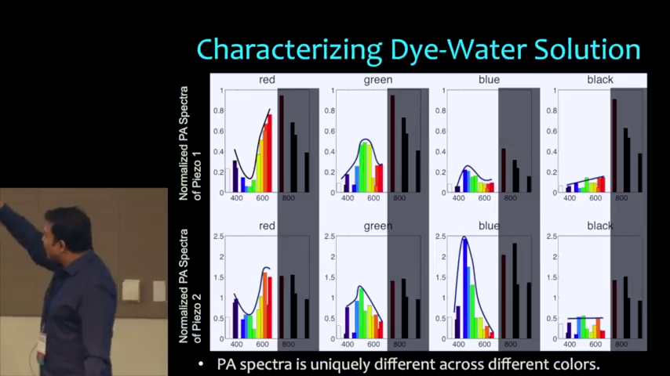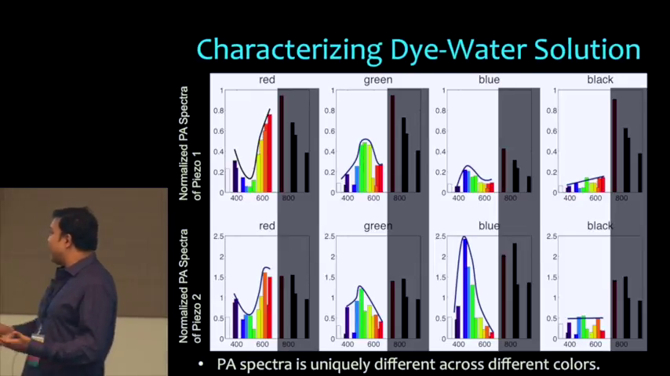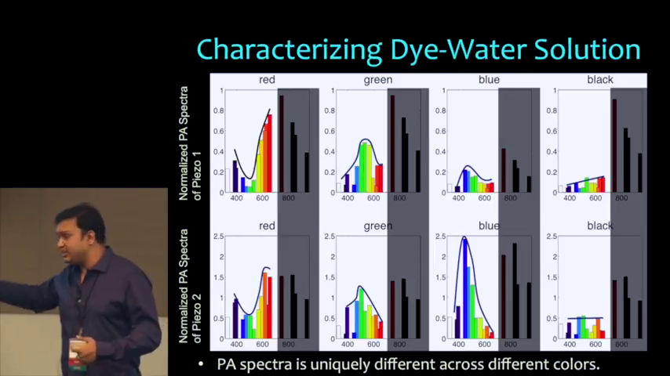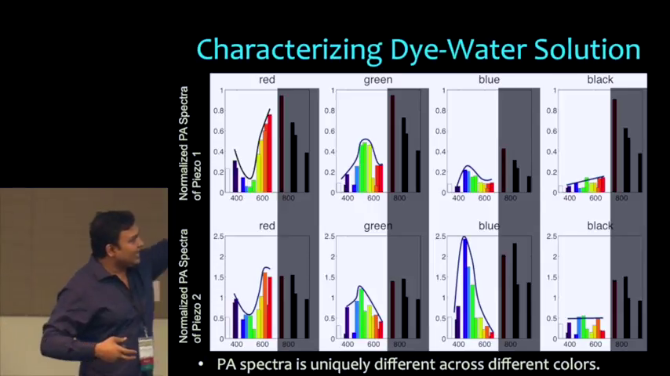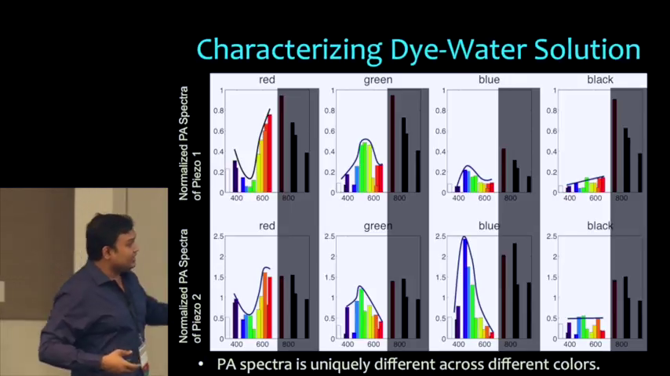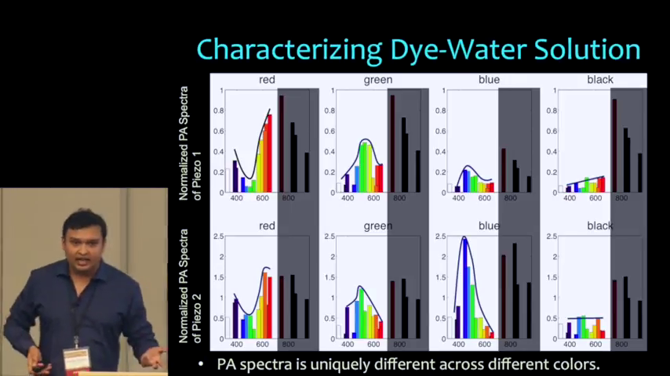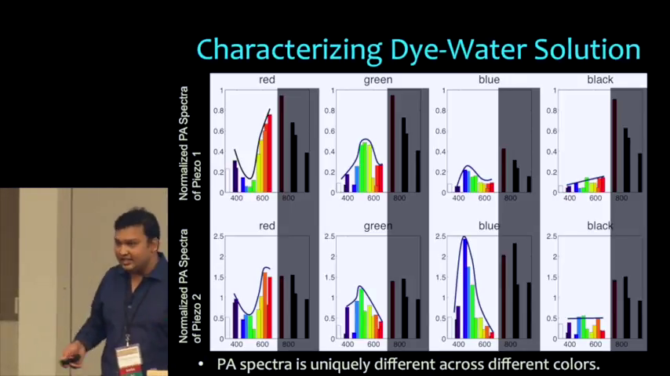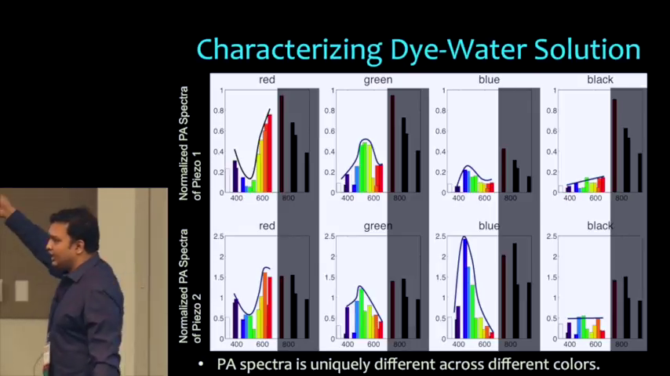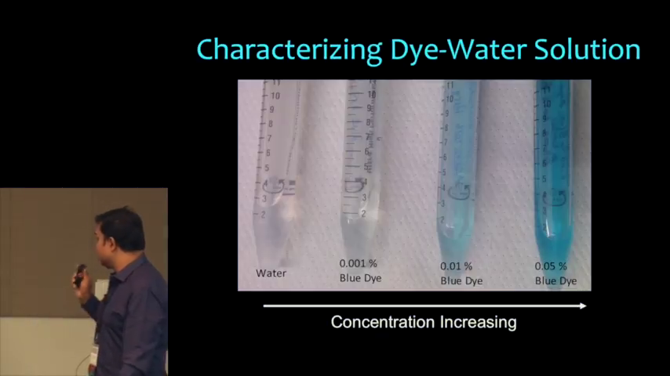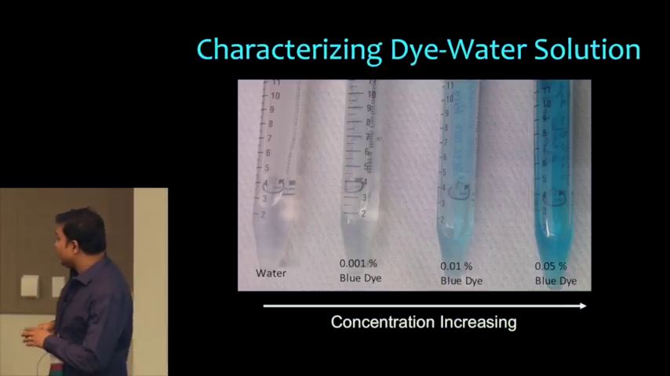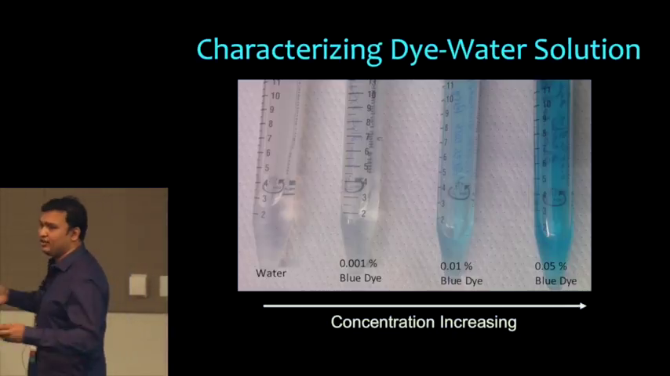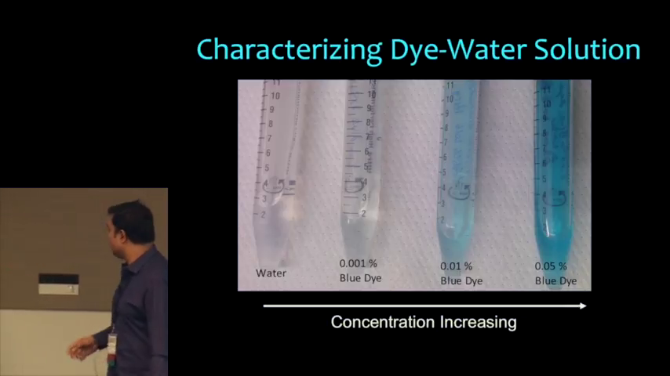So now if we look at the normalized photoacoustic spectra at piezo1, capturing transmission, and at piezo2, capturing scattering, we can see that the photoacoustic spectra are uniquely different across different colors, and we can easily map it to classify different colors, right? So this is good. Now it's time to see if we can actually predict concentration. So we went ahead and created 4 different concentrations of a particular color, that is blue, with blue dye.